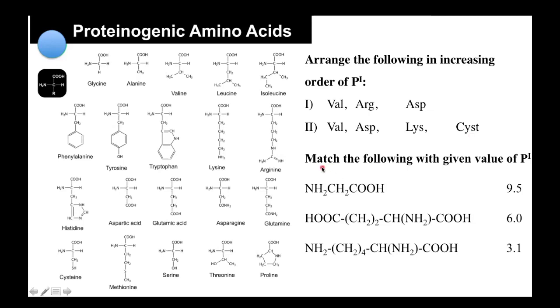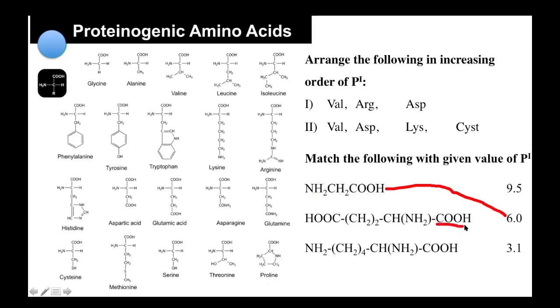And here is another one. Match the following with the given value of pI. So let's find out which one will be for these three values. The first one is NH2CH2COOH. That means one COOH group and one NH2 group, so basically it should be a neutral one. For the neutral one, almost everyone follows the value, so since it is neutral it should be approximately this.